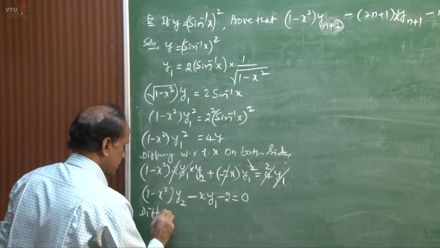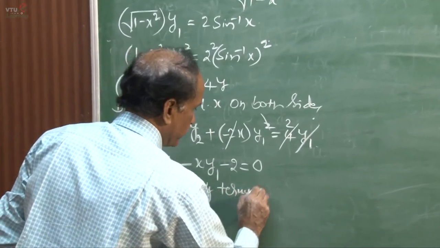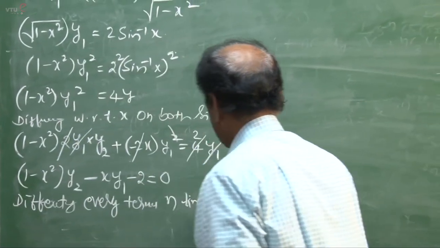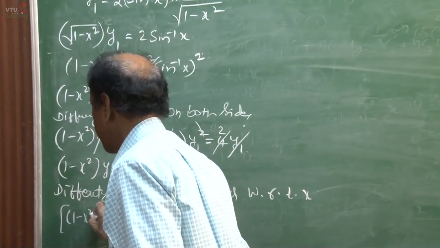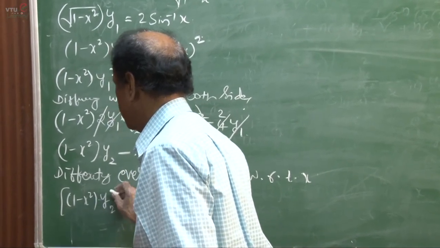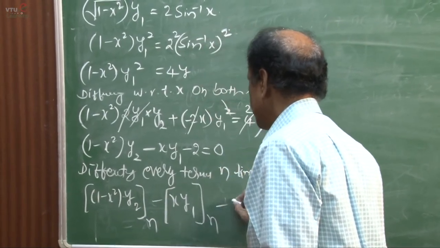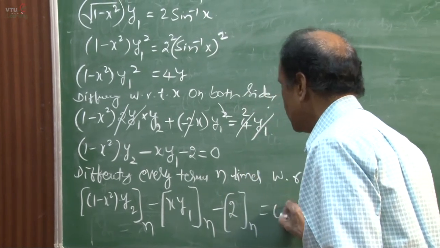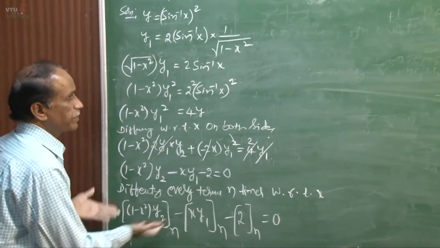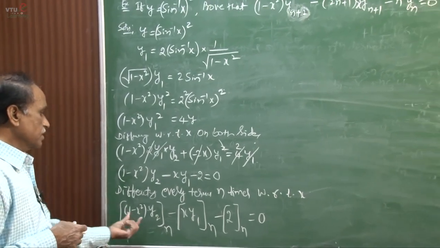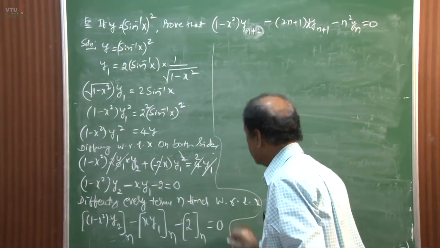Therefore, now I will write the sentence: differentiating every term n times with respect to x. Then how does this behave? It is 1 minus x square, then y2, n times, minus x into y1, n times, minus 2, n times, that is equal to 0. Like this, every term you need to write as a product, then apply the Leibniz theorem concept, and see how each product can be handled according to Leibniz theorem. What is that Leibniz theorem we have just defined?